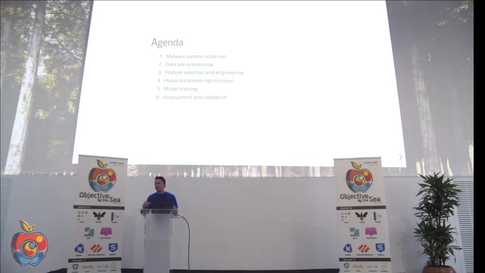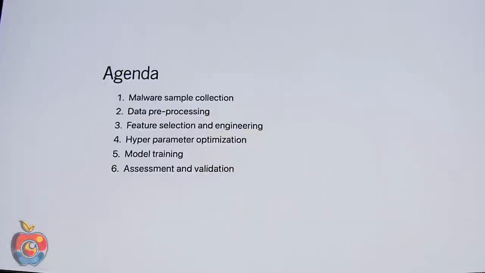Hyperparameter optimization: every machine learning algorithm has a set of hyperparameters that control how that model works internally. So we'll look at how to automatically find the best parameters for our particular problem. And then model training: we'll take all that stuff, put it together, and make a machine learning model that can make predictions on whether something is malware or not. Lastly, we'll look at ways to assess and validate those models with a special emphasis on visualizing how well it's done.